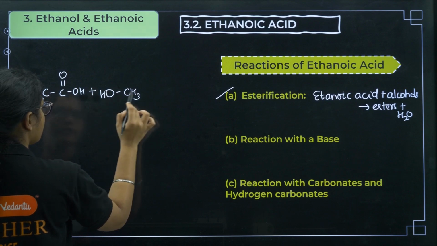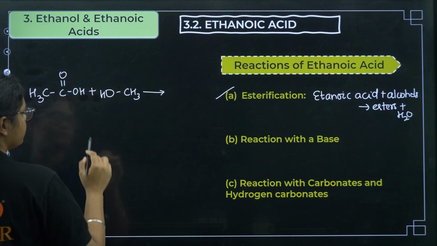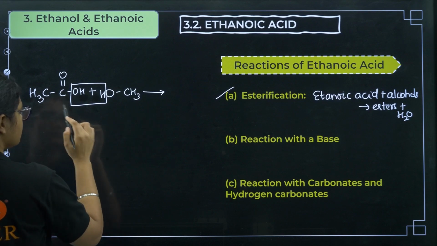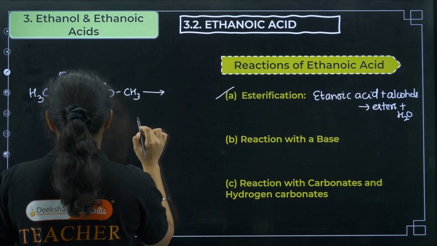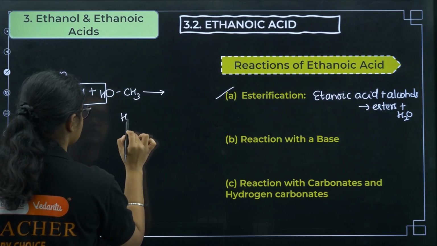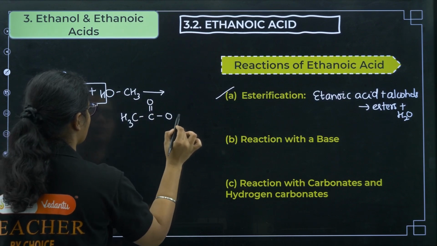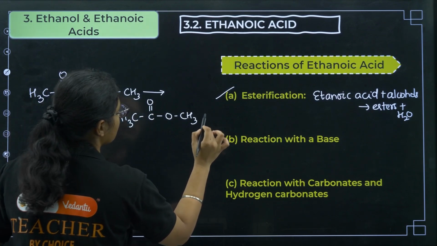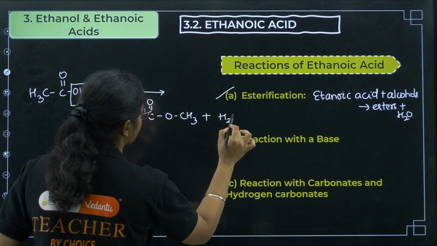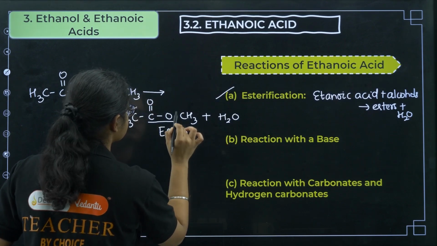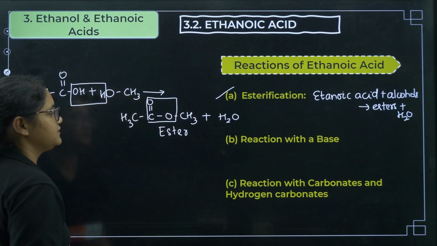Then in this case what will happen? You see, this water will be removed. If this water is removed, then what will we get? We will get ester formation. So we will have CH3, C double bond O, then O, and then CH3, plus water. This is called an ester. You can see this functional group, this is called the ester group.